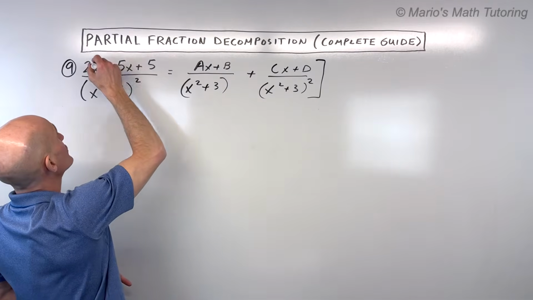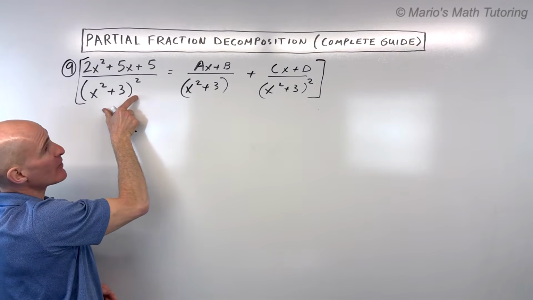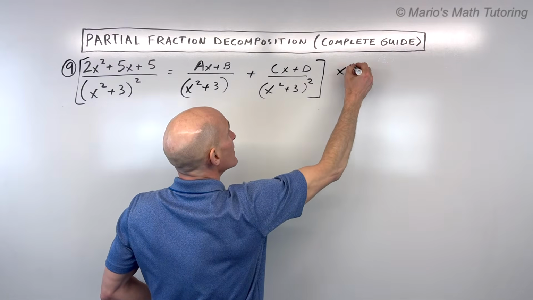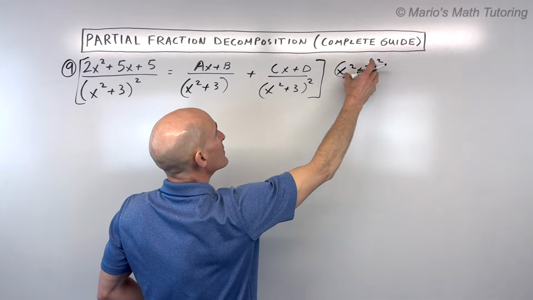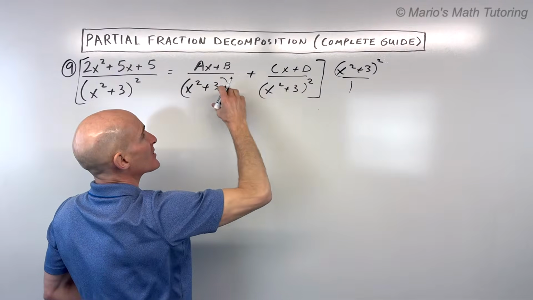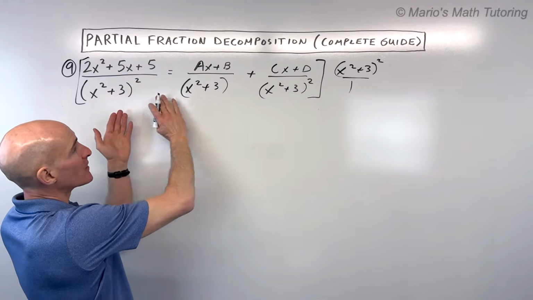Now we have to just clear the denominators by multiplying through by the common denominator, which is always going to be this guy right here. So this is going to be x squared plus 3, the quantity squared. Now I'm going to distribute that to each one of these fractions. You're doing it to the left and right sides. They're keeping the equation balanced. We're just doing that to clear the denominators.